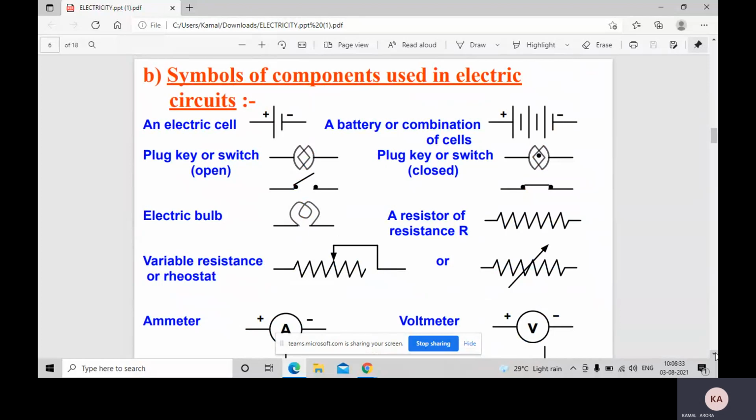Next is resistor. Resistance is represented by R. Next is rheostat. The symbols are different, but their functioning and their principle are both the same. That means they work on the same principle, and their function is the same.